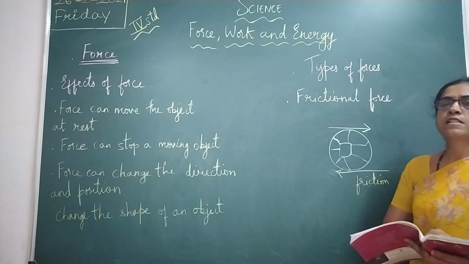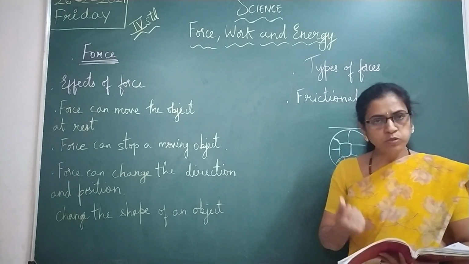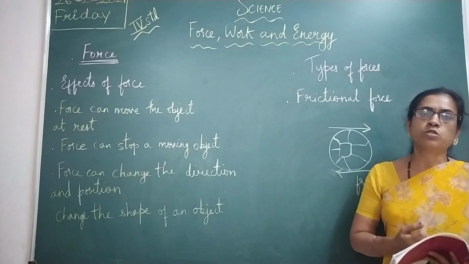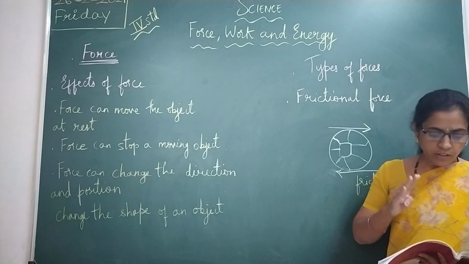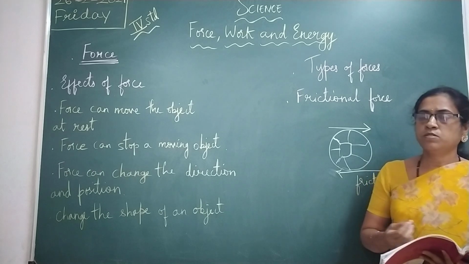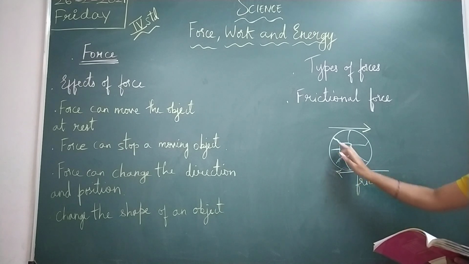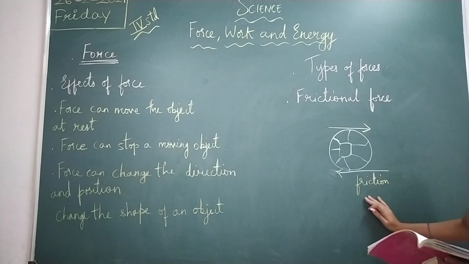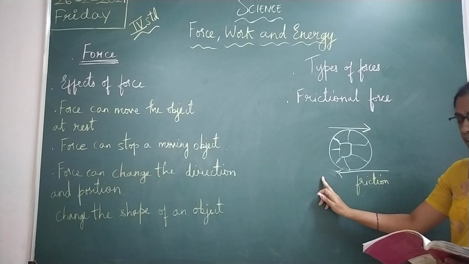When two surfaces slide over each other, the force which opposes the motion is called the force of friction. Children, you can see one example I have drawn on the board here. When the ball moves in this direction, what happens? The force of friction acts in the opposite direction.